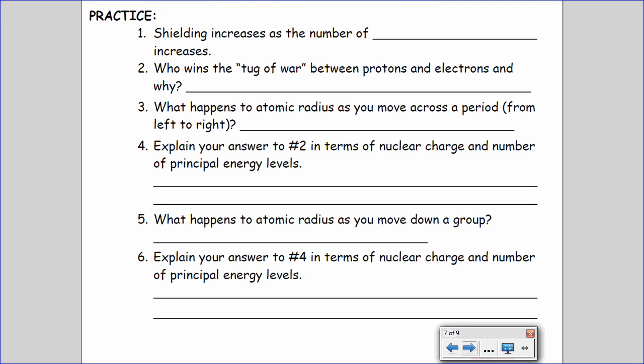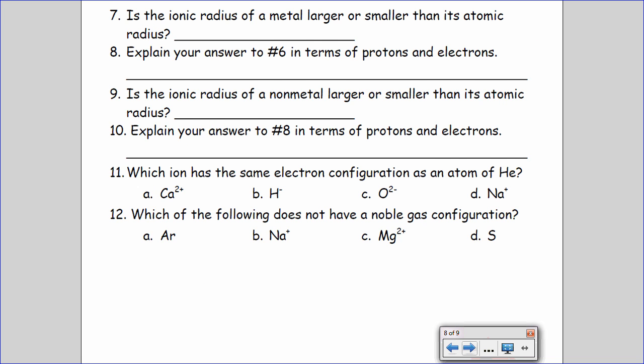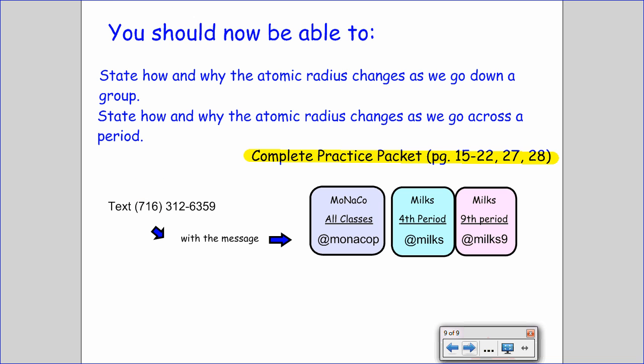Your practice is based upon what we just talked about. I want you to make a diligent effort to complete that homework practice. You might have to watch some of the previous videos, but you should now understand that atomic radius changes as we go down a group and across a period. As you go across a period, it gets smaller. As you go down a group, it gets bigger. You should be able to complete some practice pack pages 15 to 22, 27, and 28.